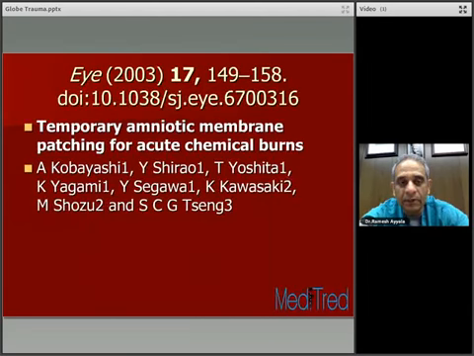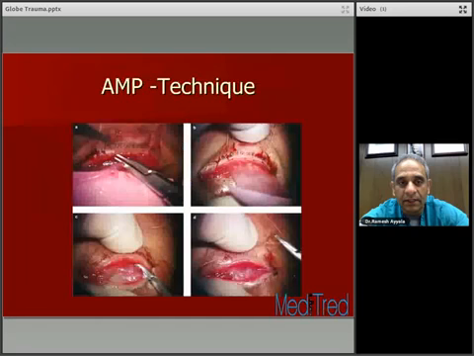So these pictures are taken from this paper published in Eye in 2003, Temporary Amniotic Membrane Patching for Acute Chemical Burns by Schaefer-Sang and his colleagues. Dr. Schaefer-Sang has done some remarkable work in this field and described the role of amniotic membrane grafts especially in chemical burns and Stevens-Johnson syndrome patients, something for every one of you to remember. I would strongly encourage you to follow the literature by Dr. Schaefer-Sang in this regard.